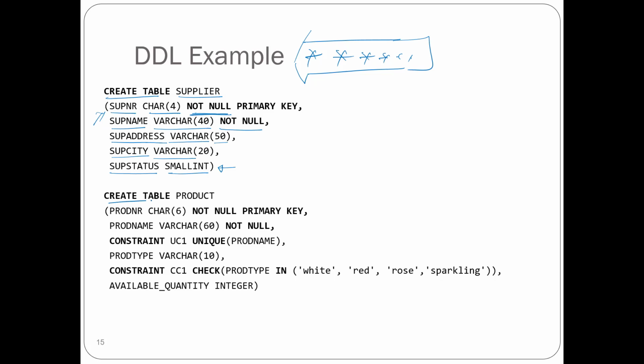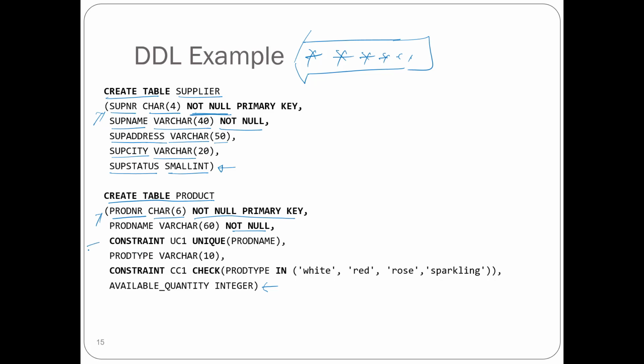Therefore, we'll say create table product. And yeah, these two outer parentheses are important. Then goes the first column, which is prod nr. Prod nr is a string of maximum character 6. So we say prod nr char 6, not null, primary key. Prod name varchar 60, not null.